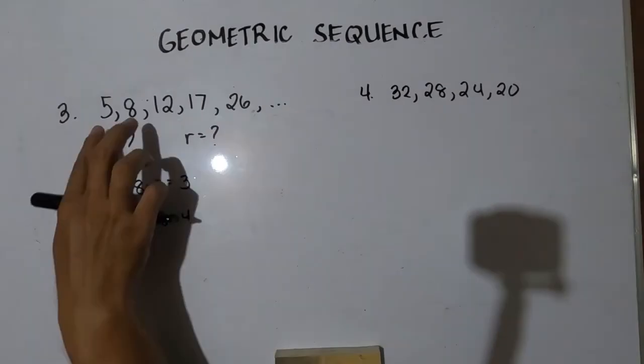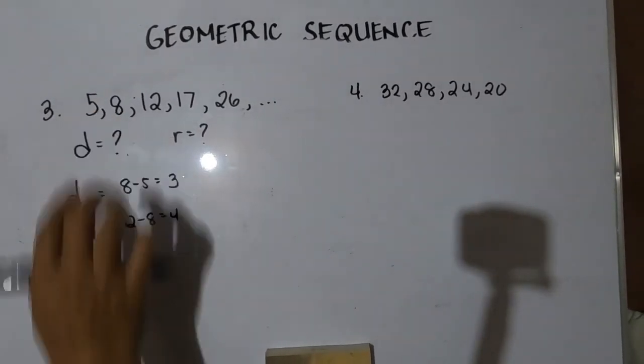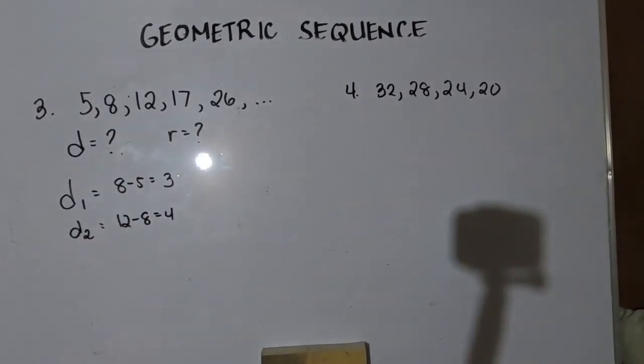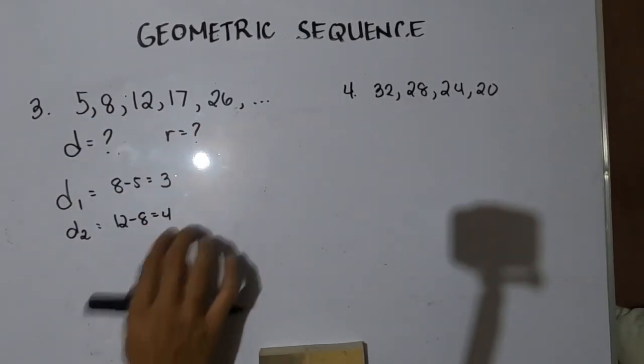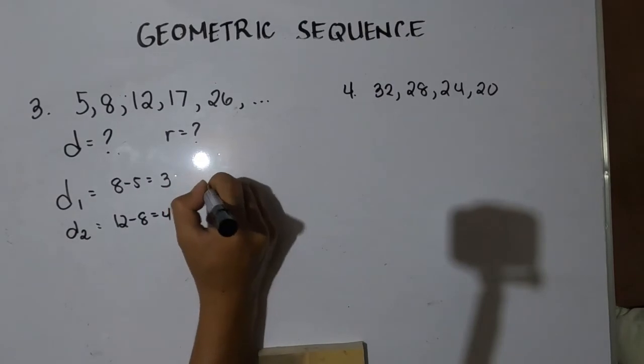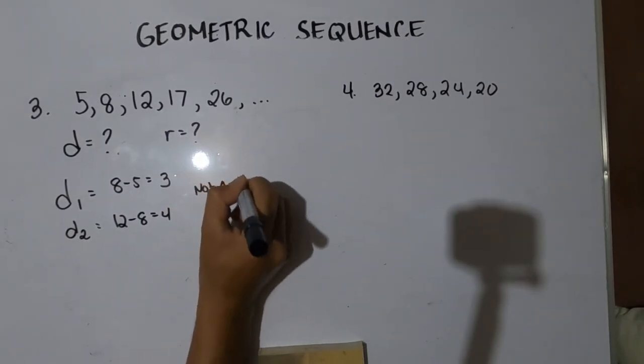As you can see, the difference between the second and the first term is 3. The difference between the third term and the second term is 4, and they are not equal. Therefore, it is not arithmetic.